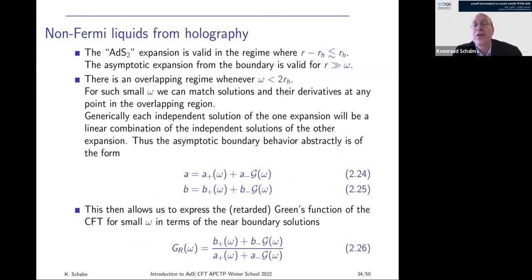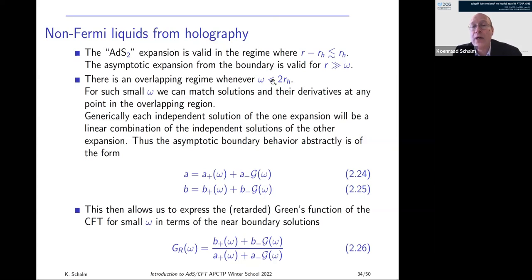On the other hand, the asymptotic expansion from the boundary, you also have to analyze the equation a little bit deeper, is valid when the radius r is much, much larger than the frequency. And so you see there is an overlapping regime when the frequency is less than 2 times the horizon size, right? So there's a regime where the asymptotic expansion from the boundary is valid and where the AdS2 expansion is valid. And it's only true for very, very low frequencies. Okay. So for such small omega, we can match the solutions.